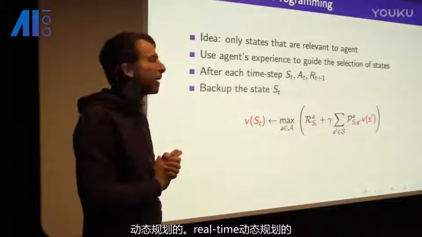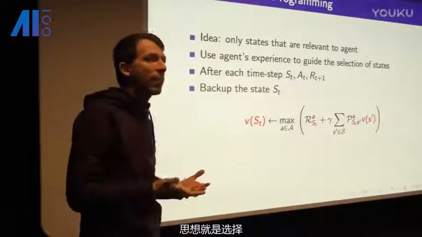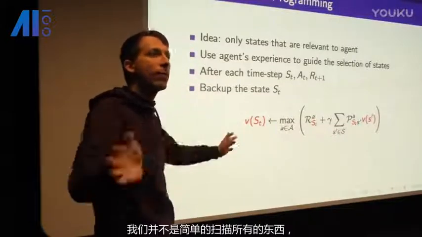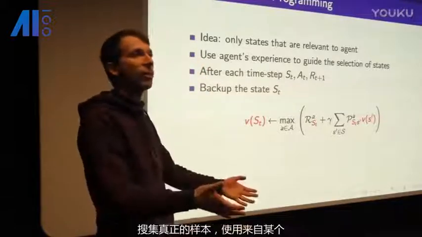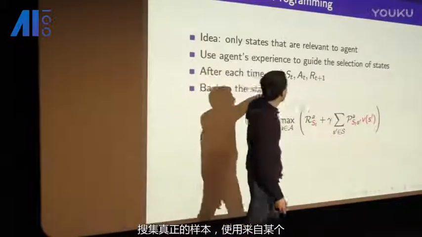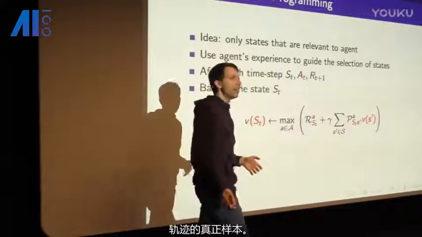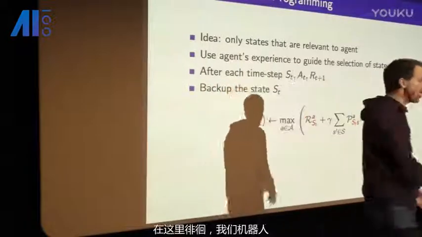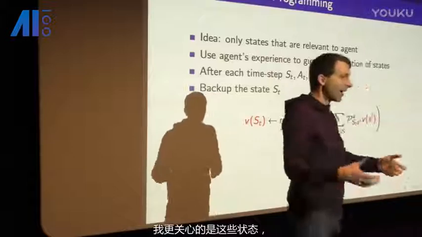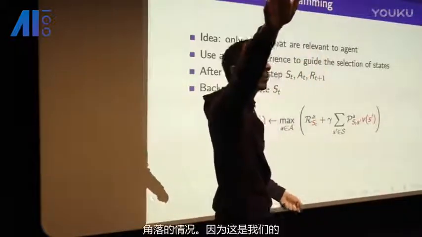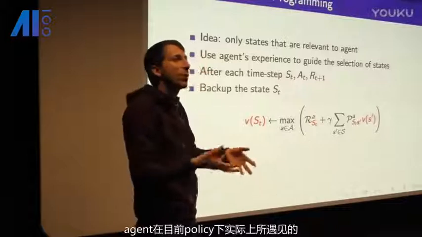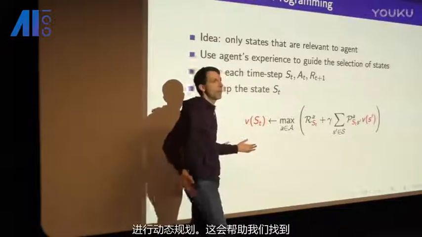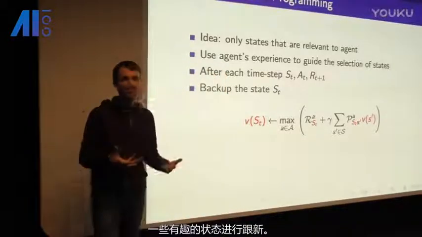Third idea is real-time dynamic programming. The idea of real-time dynamic programming is to select the states that the agent actually visits. So don't just sweep over everything naively. Actually run an agent in the real world. Collect real samples. These are now random samples from some real trajectory. And update around those real samples. If I've got some robot and it's really wandering around this bit of carpet, I care much more about those states than what's going on in the far corner of the room, because that's what the agent is actually encountering under its current policy. So you basically use real experience as a guide to seed the dynamic programming and help it find interesting states to update.